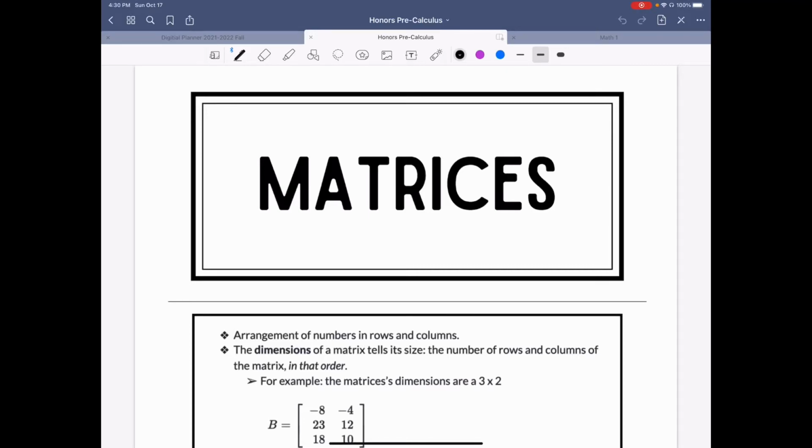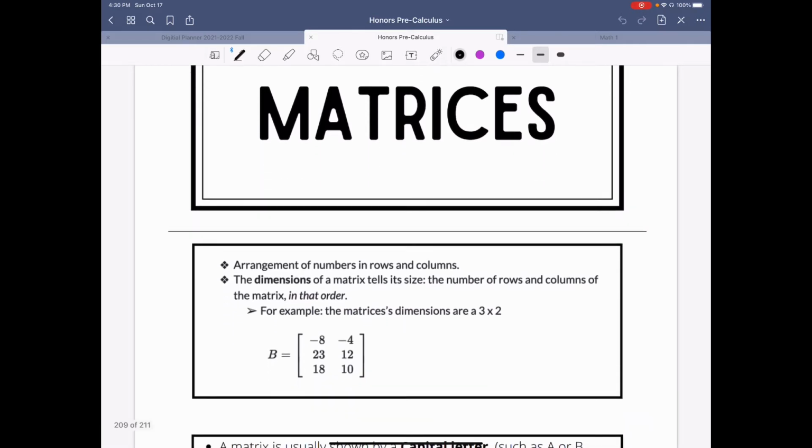For this lesson, we're going to be talking about matrices. Now, a matrix is just an arrangement of numbers, and we put them in rows and columns. When we talk about a matrix, the dimensions tell me how many rows and how many columns are in the matrix, but you have to make sure it goes in that order. So we have rows first and then columns second.